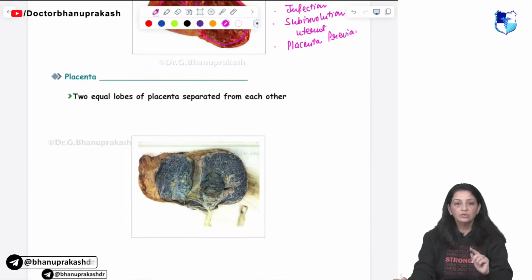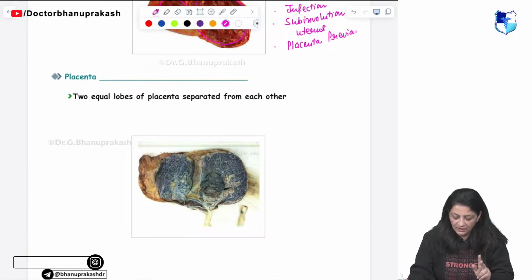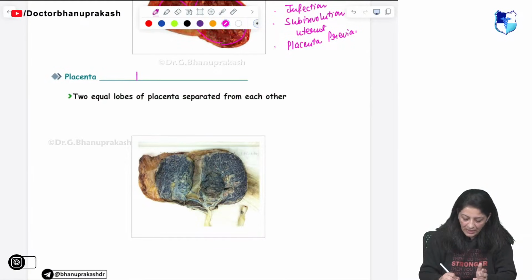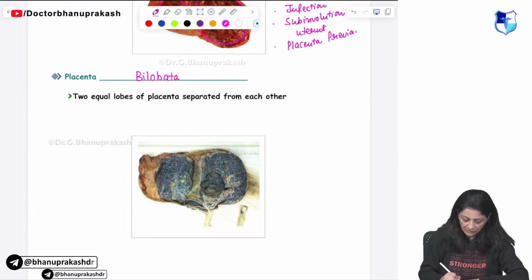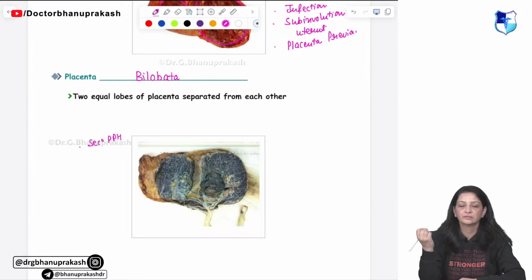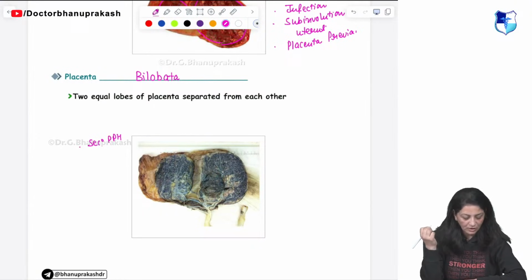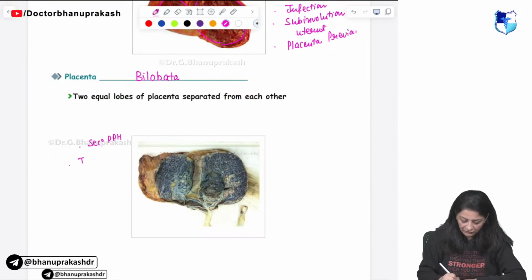Now, two equal lobes of placenta are separated from each other. This is called bilobate placenta. Again, complications: secondary PPH, which is associated with bilobate placenta, infections, abruption.